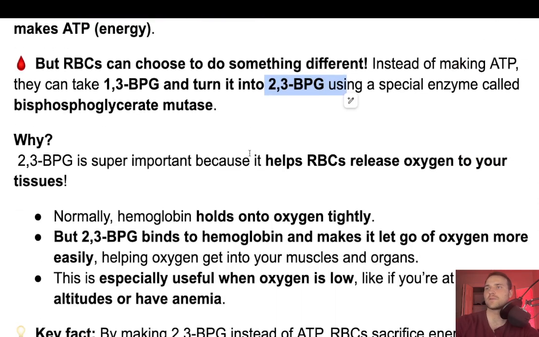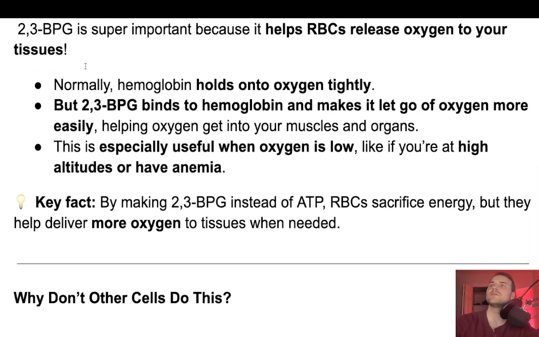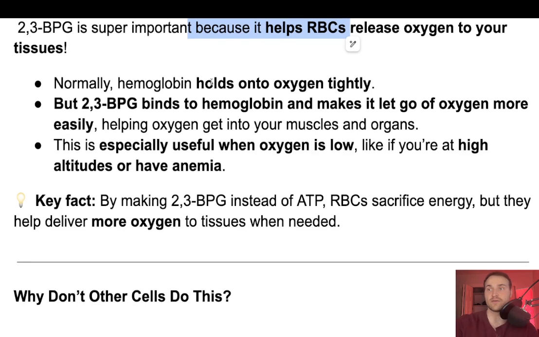And why do they do that? Well, let's think about it. 2,3-bisphosphoglycerate is important because it helps red blood cells release oxygen to your tissues. Normally the hemoglobin binds oxygen really tightly, but then 2,3-BPG binds to the hemoglobin and makes it let go of oxygen. So this is useful when oxygen is low, in hypoxemic environments like the scientist was testing in this question. And by making 2,3-BPG instead of ATP, red blood cells sacrifice energy, but then they deliver more oxygen.